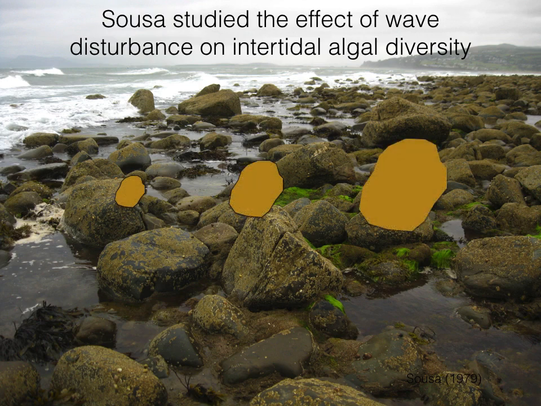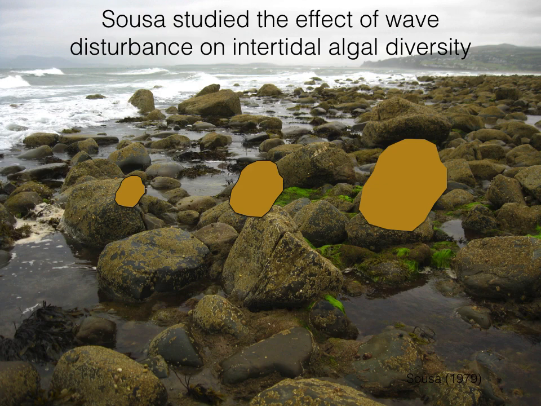Sousa came up with a kind of framework in which, in his studies of algal diversity, these algal communities that he was studying resided on rocks along the intertidal zone. And what he realized was that the degree of disturbance to these algal communities, in the form of these rocks being jostled around and scraping up against other rocks in storms, varied by boulder size. In other words, it takes a lot more wave energy to knock around a large boulder than it does to knock around a small boulder.